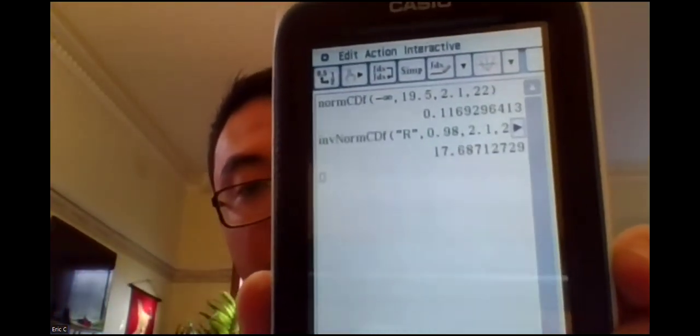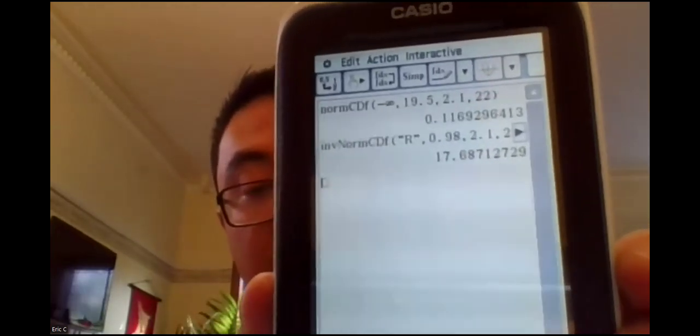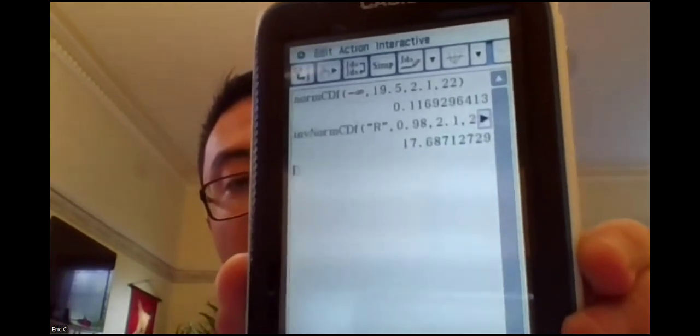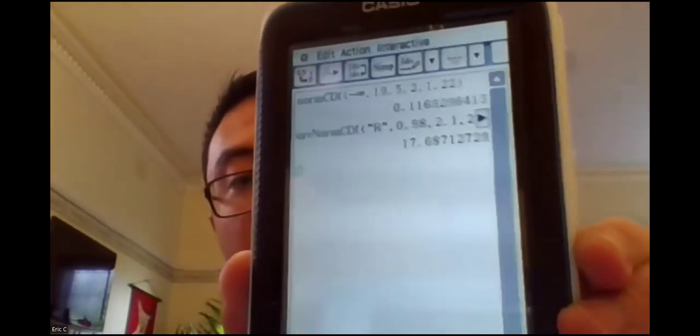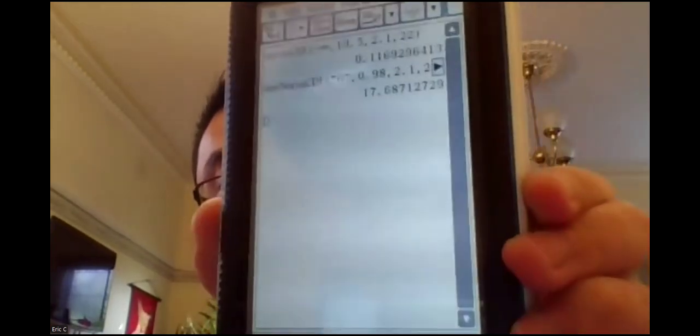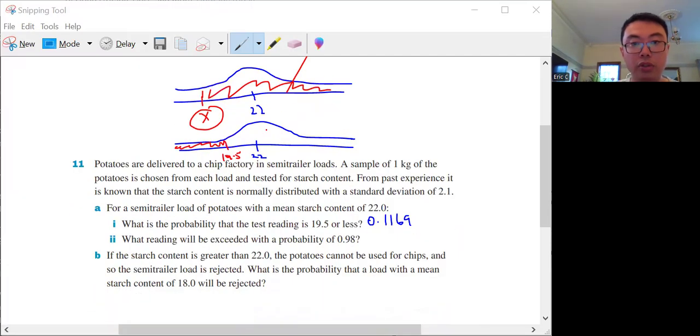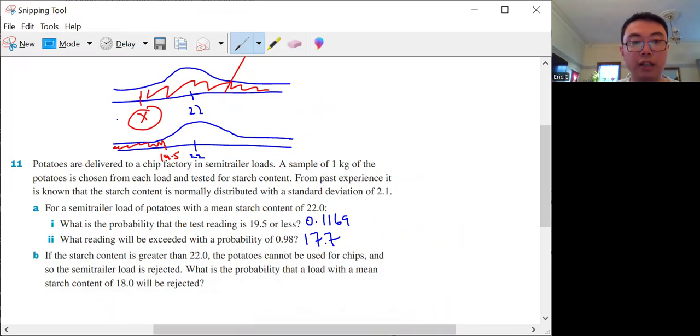We select our right tail because we're going from the positive infinity side all the way to our x value, which is the unknown. And then the area under that graph of normal is 0.98. The standard deviation is 2.1, and the mean is 22. So the answer for that, the x value, is 17.7. So let's put that straight back in. For part 2, it's going to be 17.7. So with this CAS, we can get that inverse norm directly.